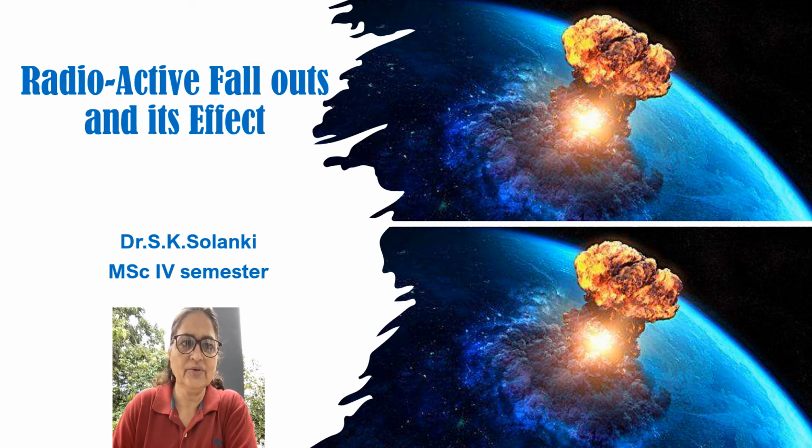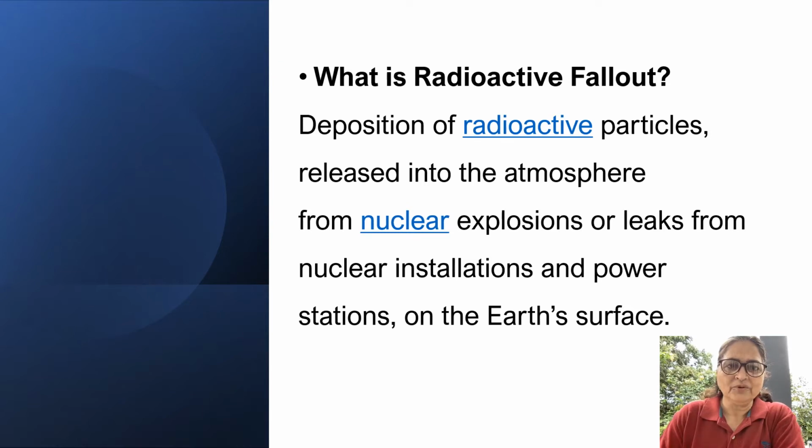So, we are going to start this class with the topic radioactive fallouts and their effects on environment and human health. So, let's start our topic. First of all, what is radioactive fallout? Deposition of radioactive particles released into the atmosphere from nuclear explosions or leaks from nuclear installations and power stations on the Earth's surface is known as radioactive fallout.